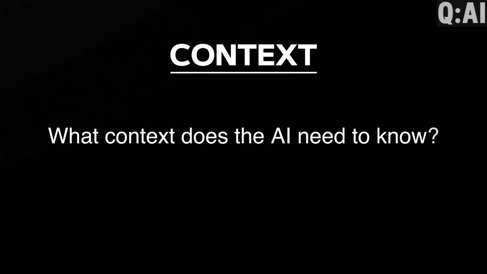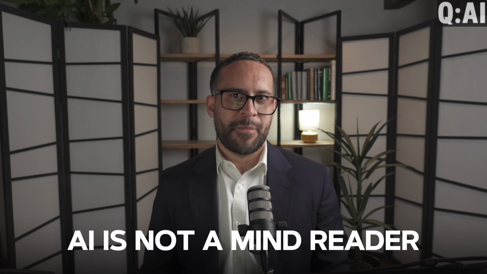Second is context. Context is super important. An important thing to know here is that while AI is a super useful tool, it's not a mind reader. It doesn't understand the nuances of your situation or the details that you might take for granted. So when you're prompting, you want to make sure that you're including the right level of context so that it understands where you're coming from and what you're trying to achieve.